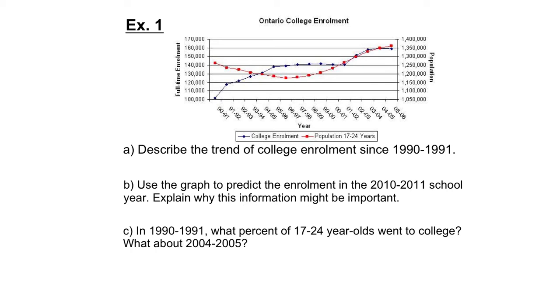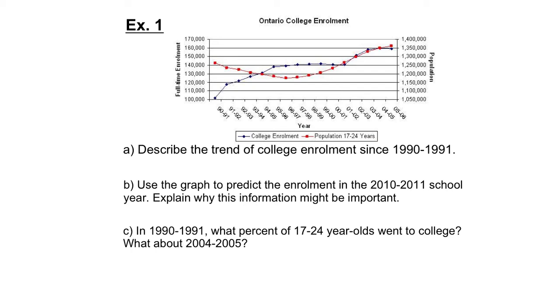So we can see we have two different scales on the y-axis. One of them is for full-time enrollment, one of them is for population, and we have years along the bottom. So anytime you have a double scale, you have to be careful with which one you're using for which set of data. So here we have a legend that tells us the blue dots and the blue line is for college enrollment. The red corresponds to the population of 17 to 24 year olds.